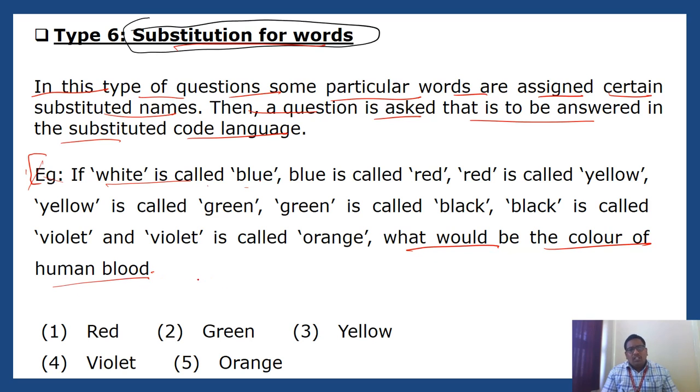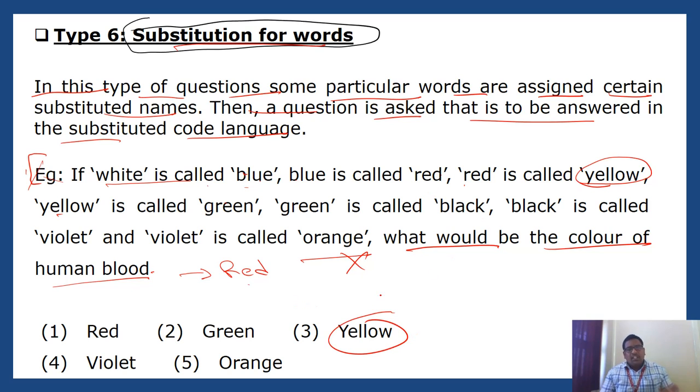Now, we know the color of human blood is red. But is red the correct answer? Obviously no. Then see what is the code word for red. Where is red here? If you see white, blue, blue. Okay, red is here. So red is called as yellow. That's it. Answer is yellow. But few students again they'll say yellow is green, green is black, and they'll end up with orange. That is also wrong. Some white is blue, but not the same blue. The other blue is red. Getting my point? Instead of red, you have to use yellow.